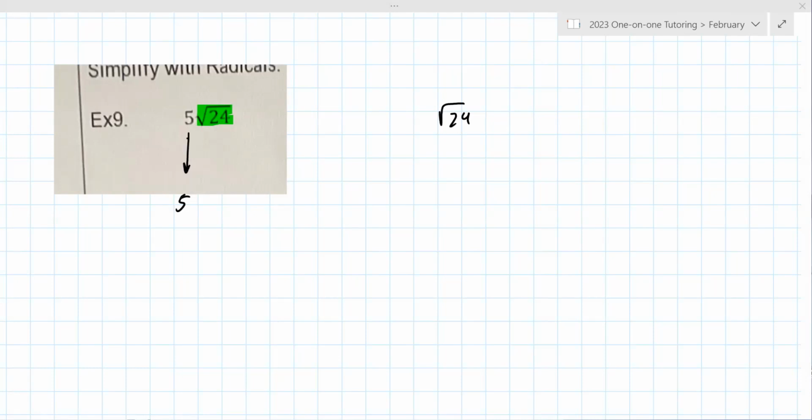I want you to reduce the square root of 24. Let me know if you have any questions on this one. Yeah, 2 times the square root of 6. That is correct. So this part is 2 times the square root of 6. You pair it up with the other part, and then you multiply the outside numbers, 10 square root 6.